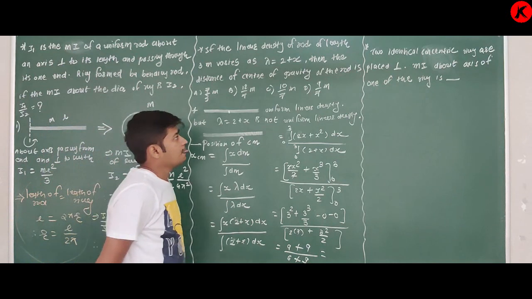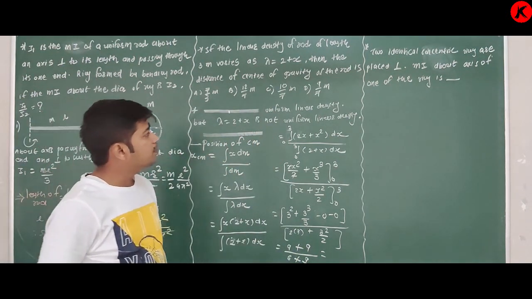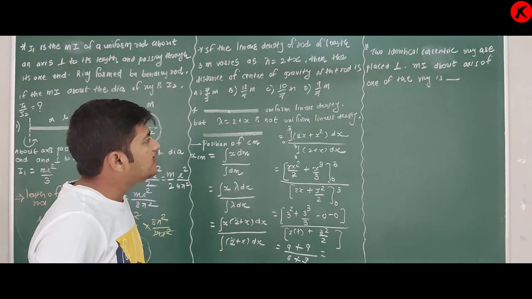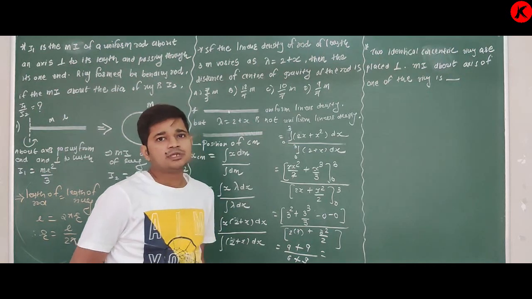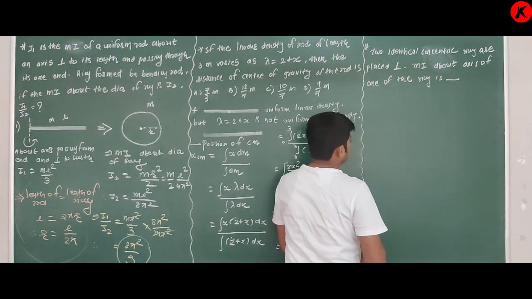Now next question. Two identical concentric rings are placed perpendicular. Moment of inertia about the axis of one of the rings. Now perpendicularly placed means, see, one ring is placed like this.